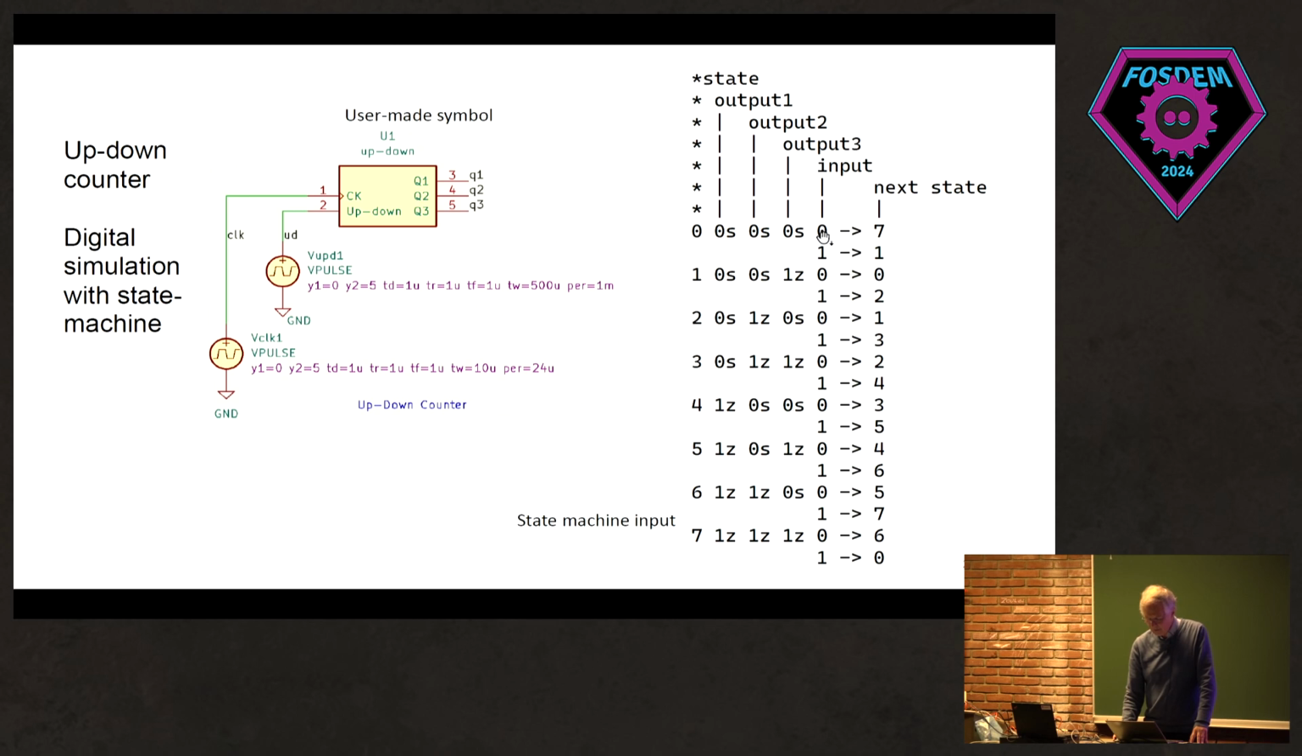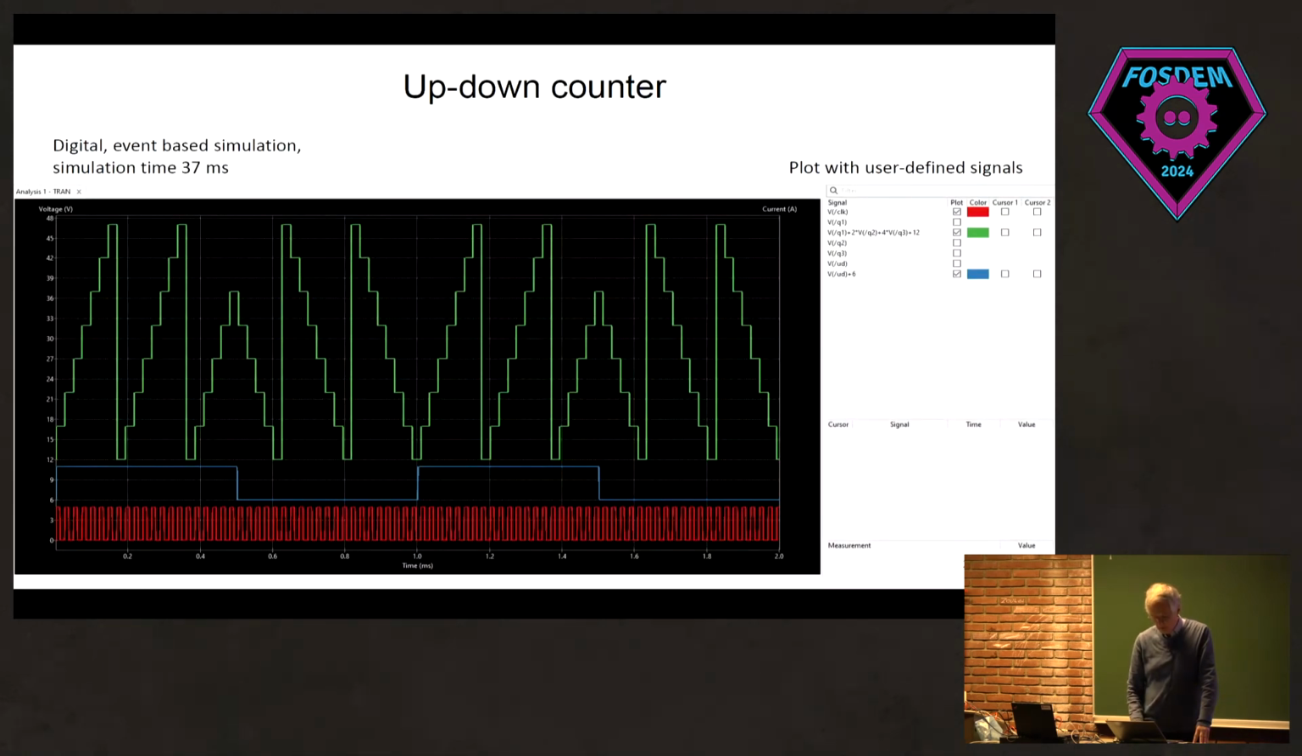At state 0, if the input is 0, input meaning backward counting, then the next state is this one here. Or if the input is 1 and we are at state 0, then we go to state 1. If we are at state 1 and we count down, we go back to state 0. If we are at state 1 and we count forward, we go to state 2. So you can do very simple programming inside one of these code models used by the digital event simulator of NGspice.